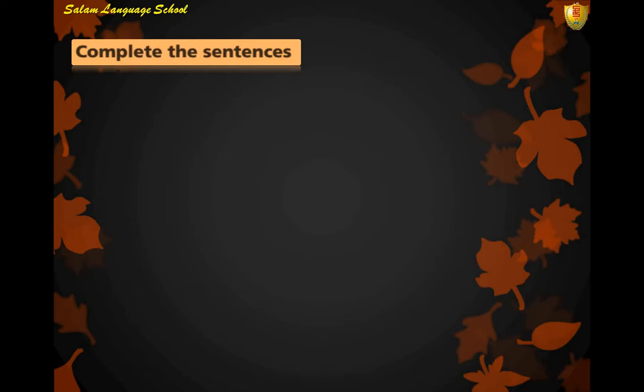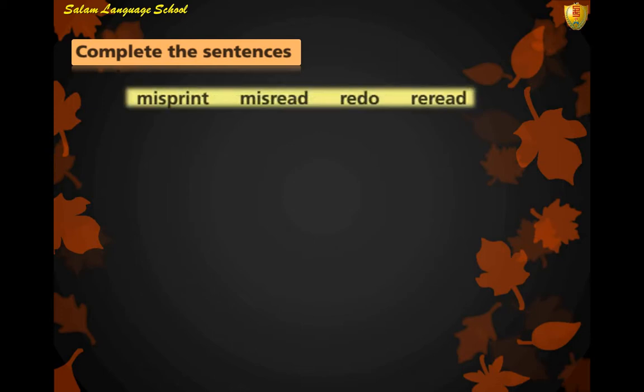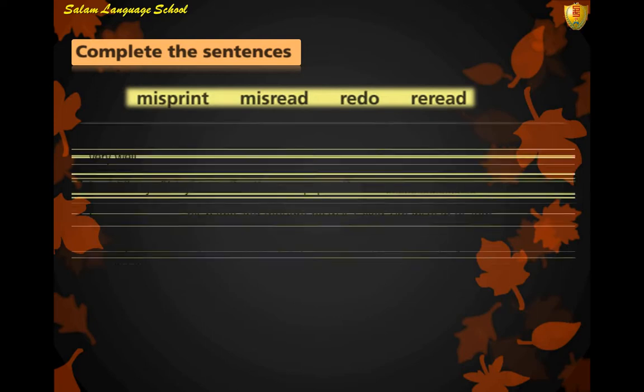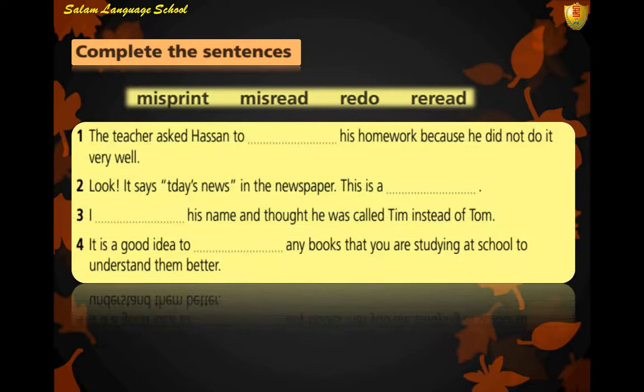In this exercise here, I ask you to complete the sentences with these words. You have 4 words: misprint, misread, redo, and reread. The first sentence: the teacher asked Hassan to (blank) his homework because he didn't do it very well. So the answer here: the teacher asked Hassan to redo his homework because he didn't do it very well. To do something again, redo, to do something one more time.